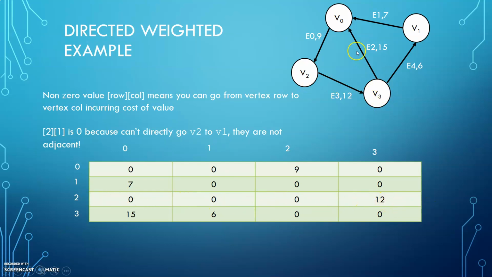Vertex 3, it's 15 to 0 and 6 to 1. Vertex 1 only has one edge. It's to vertex 0, which is 7.